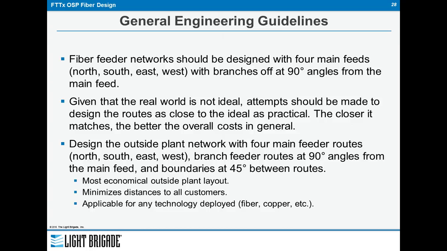Drop down to the last bullet point. Design your outside plant with 4 main feeder routes: north, south, east, and west. Branch feeders come off at 90 degrees from that main, and then we assign the boundaries, the serving areas for those cables at a 45 degree from our center. It's going to be the most economical outside plant layout. It minimizes the distance to all the customers. And regardless of whether you're running copper or fiber, it's the most economical choice.